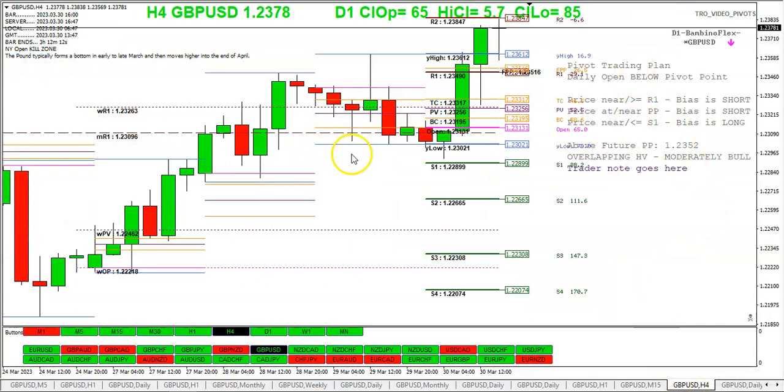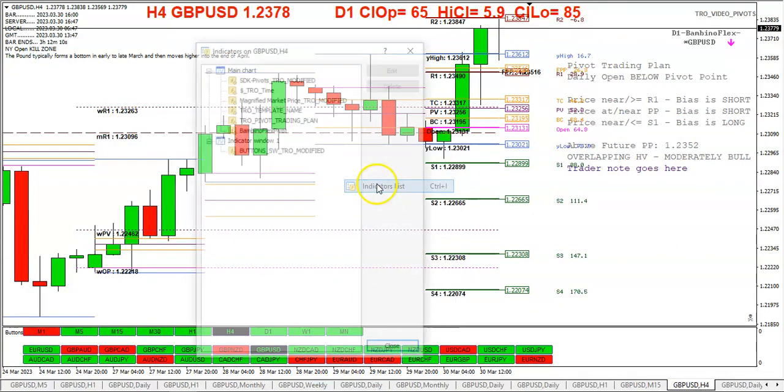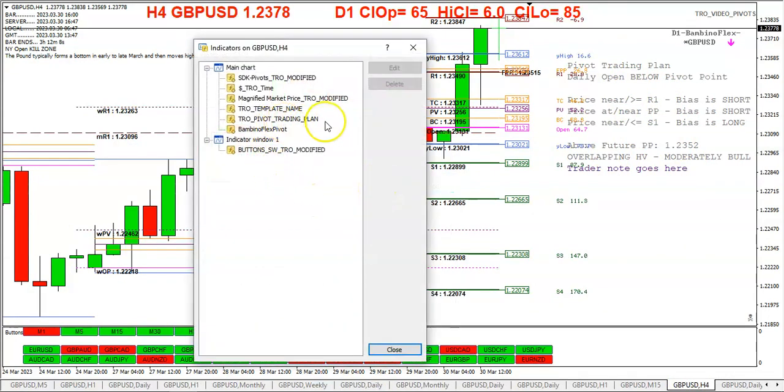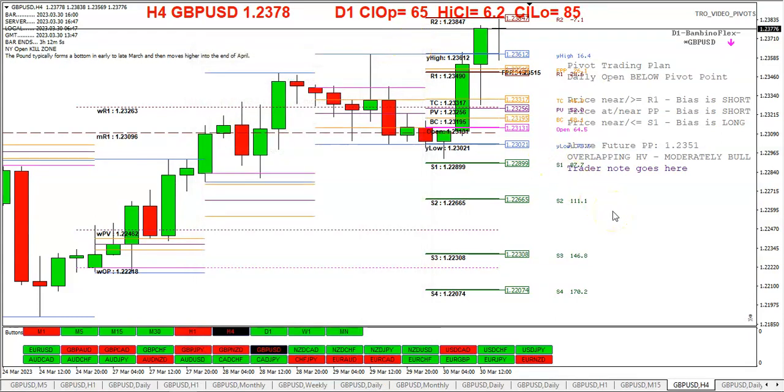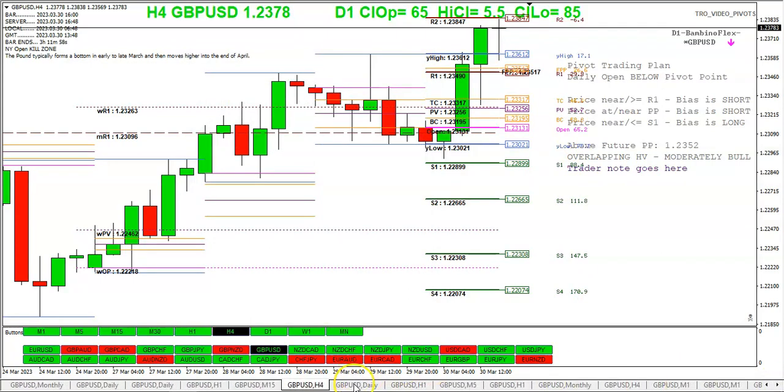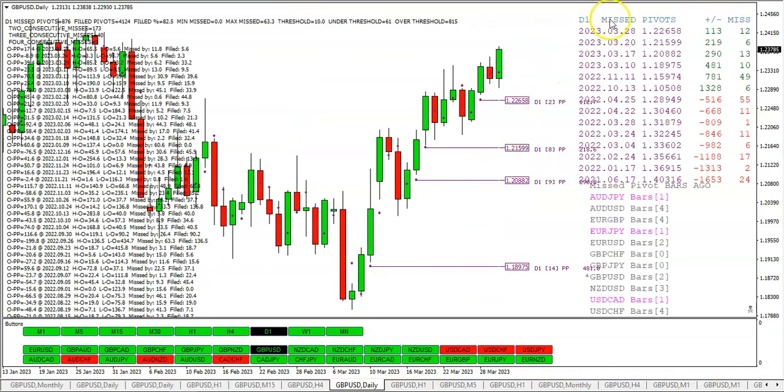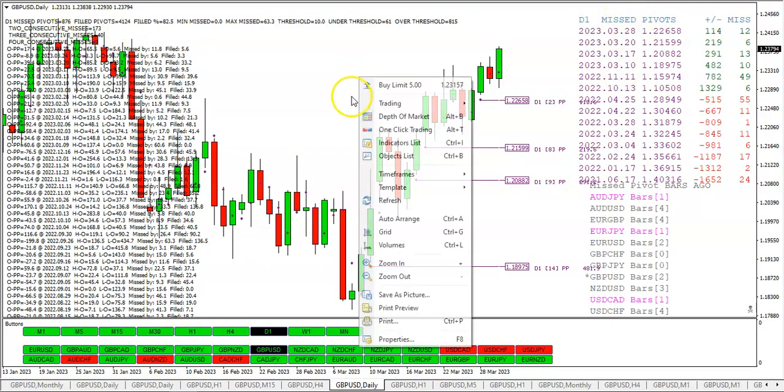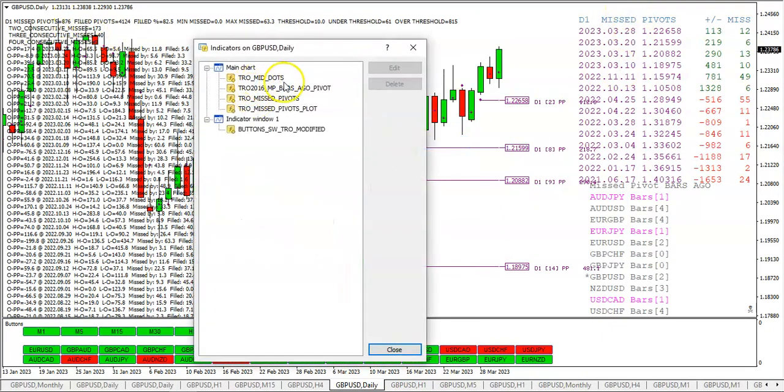Pivot trading plan, that indicator, I wrote that a while ago, and that's in the mother lode, the downloads. You can go out to Crestlick and download all those for free. Missed pivots and all of these are also included in the mother lode download.